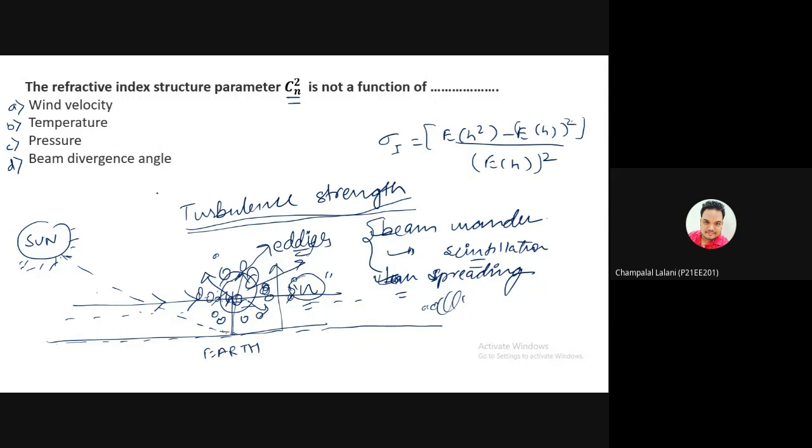So I hope you can now tell me the answer out of this: wind velocity, temperature, pressure and beam divergence angle. So which will be the answer? Wind velocity, temperature and the pressure. These are the three things that are affecting the Cn square refractive index. The question is, which is not affecting, not a function of Cn square. The beam divergence angle. Yeah, sure. Beam divergence angle. I hope you have got the point.